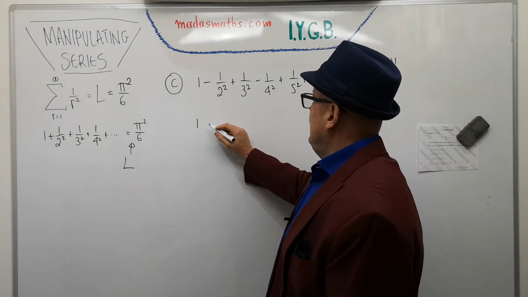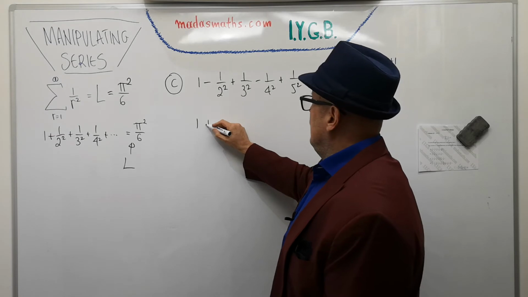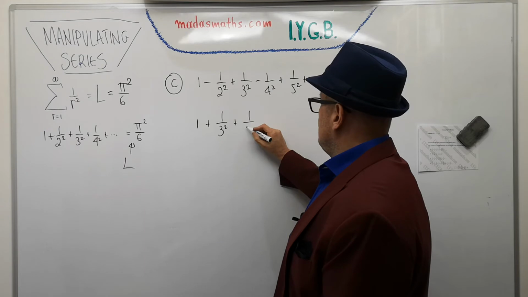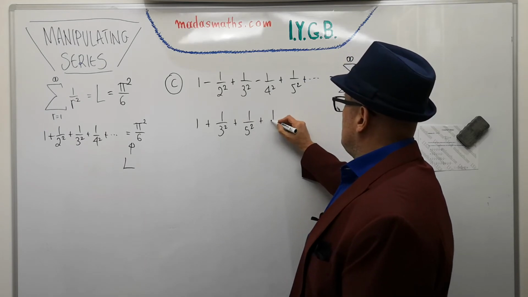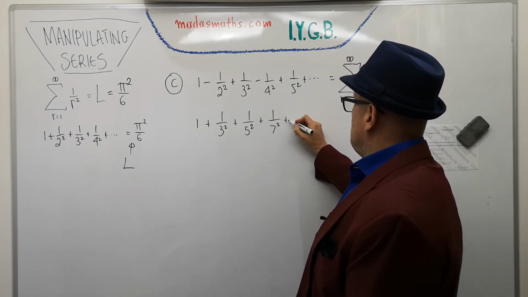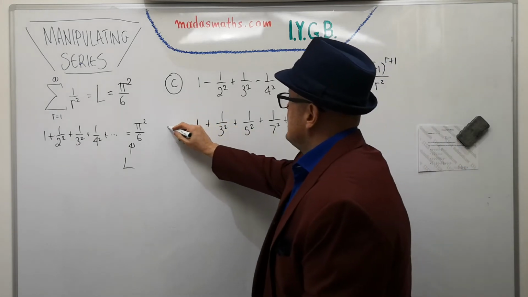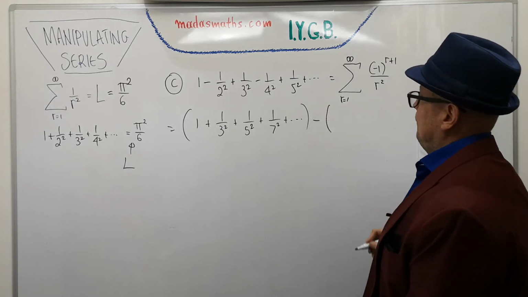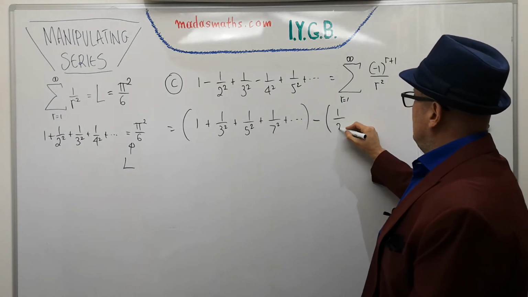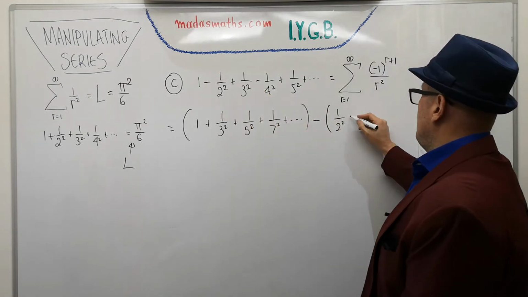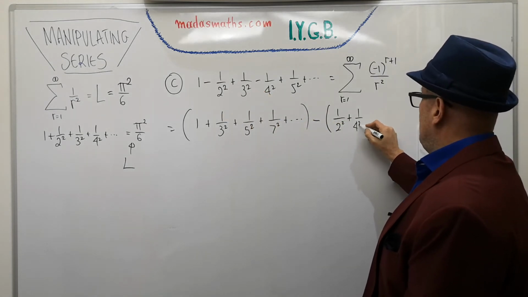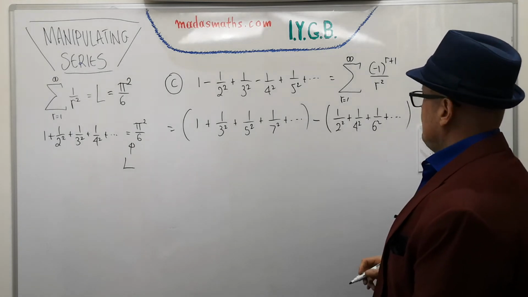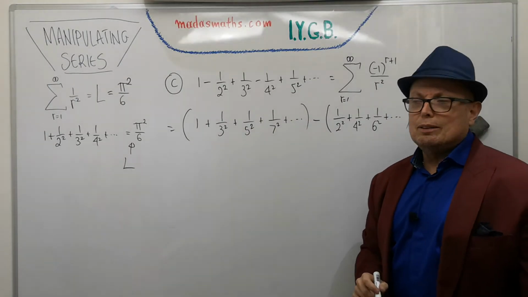Well, let's rewrite this as 1 plus 1/3 squared. So I'm grouping the positive terms together. And of course it would have been 1/7 squared plus ... And so that's equal. And from that we need to subtract 1/2 squared. This minus this one has a plus, of course, inside the bracket. 4 squared plus 1/6 squared plus ... That's a lot better, because in fact that's part A and part B put together.